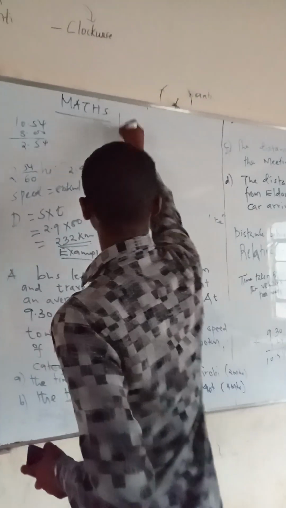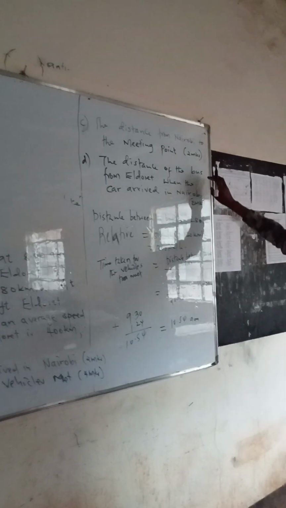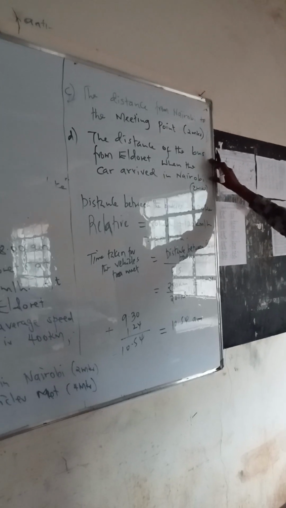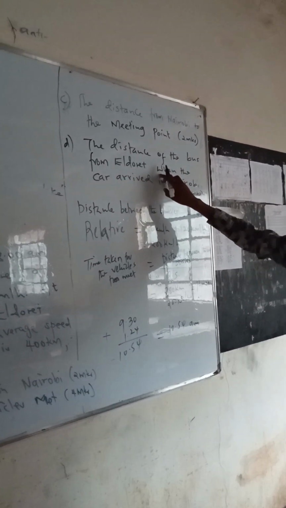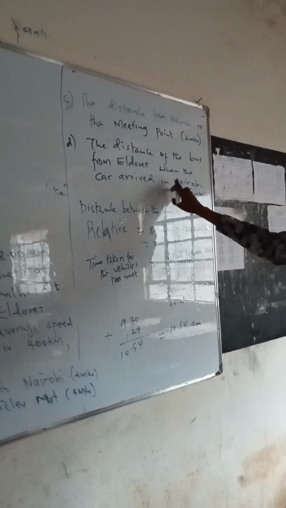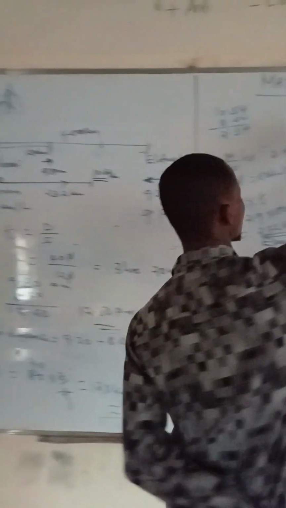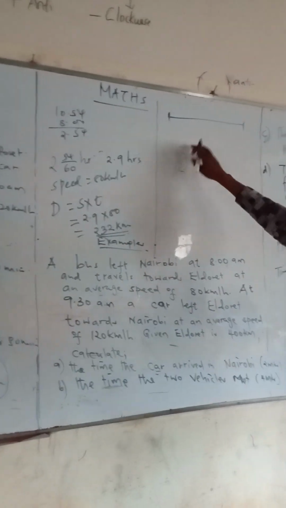Lastly, you are told the distance of the bus from Eldoret when the car arrived in Nairobi. So when the car arrived in Nairobi, we know that they have different speeds. The one is 120 and the other one is 80.